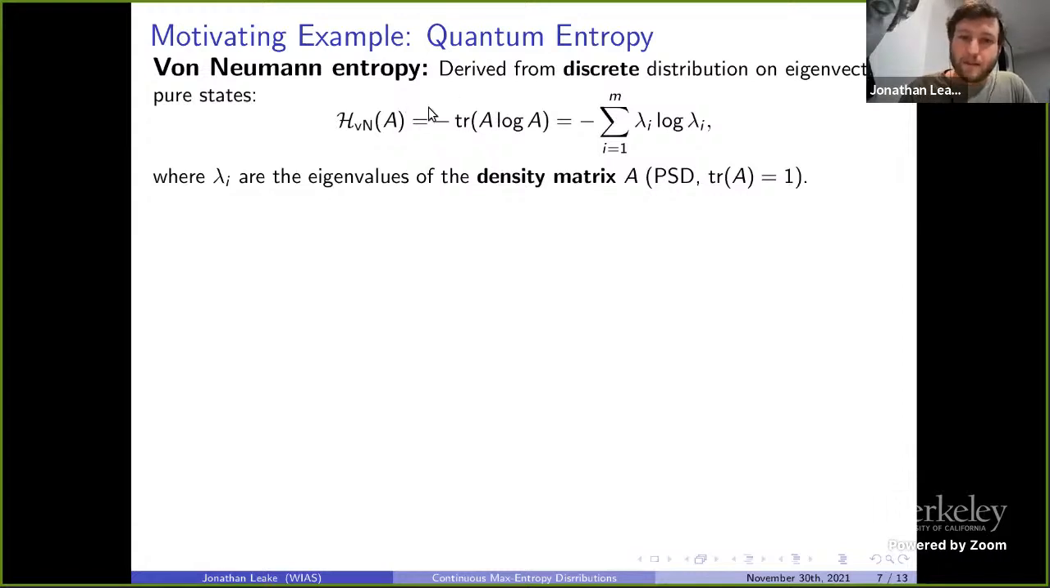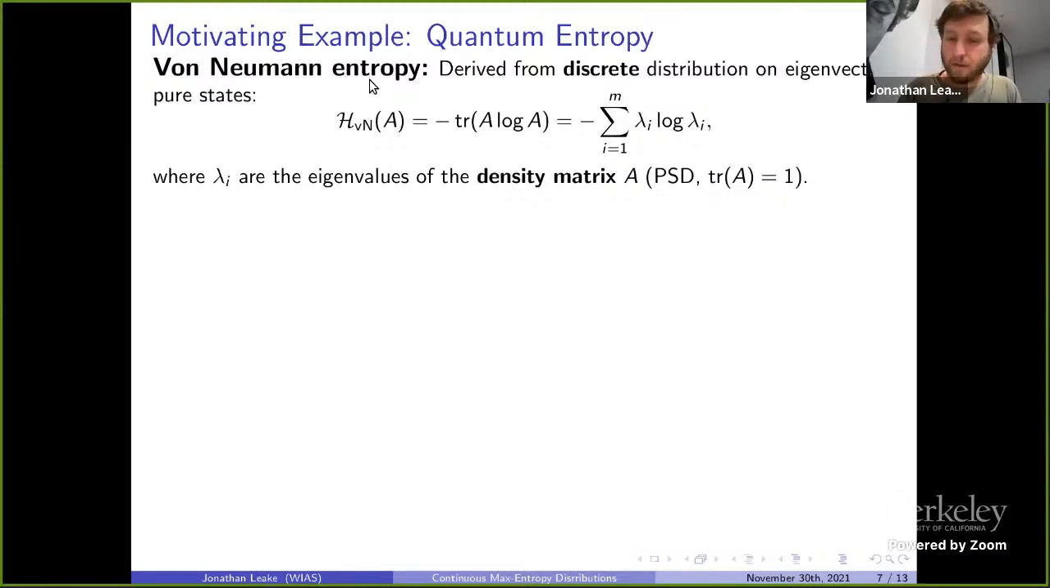If you're given some PSD matrix with trace equals 1, and lambda_i are the eigenvalues of this matrix, then this entropy can be computed in this way. There's a really nice formula for it. But you can think about this as the Shannon entropy of a probability distribution associated to the eigenvalues. And in fact, you can think of this as giving rise to some discrete distribution on the eigenvector pure states associated to A, so the rank 1 PSD projections associated to the eigenvectors of A with probabilities given by lambda_i.